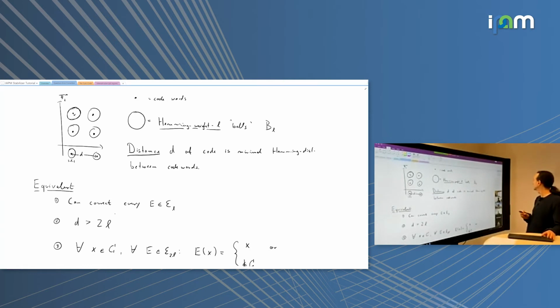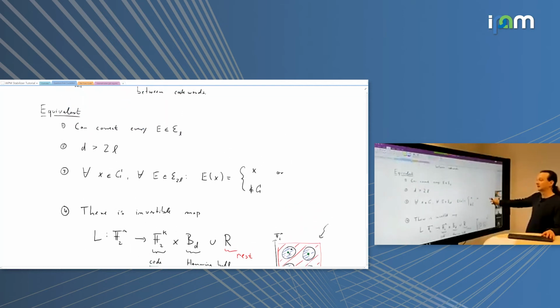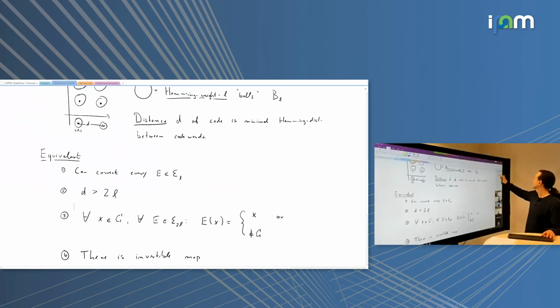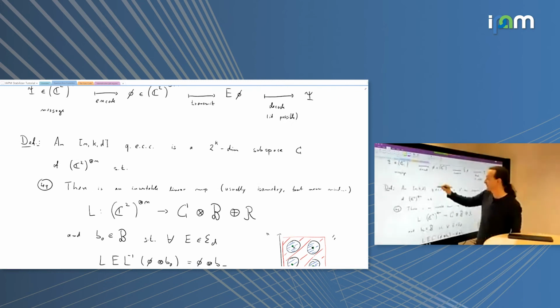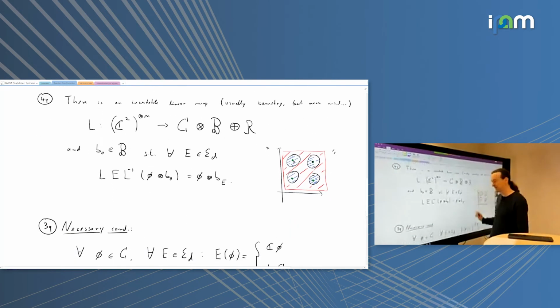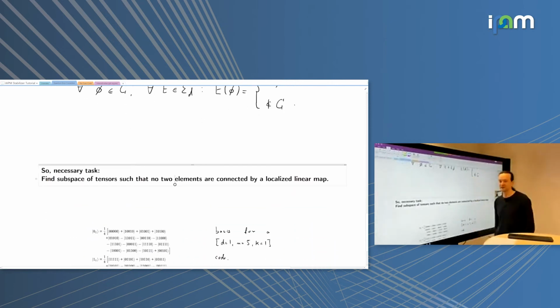Why do we take E in calligraphic E_D and not in equation 4Q? Because we wanted to define what an [[n,k,d]] quantum error correction code is, one that corrects channels that introduce L errors as long as L is less than or equal to D. Okay, good. Now we have an algebraic geometry question.